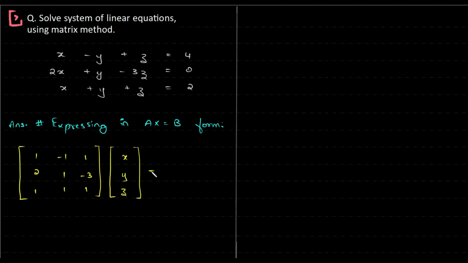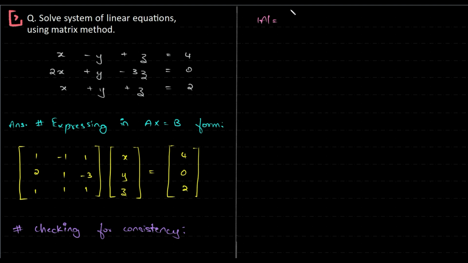and this is equal to 4, 0 and 2. Now checking the feasibility of finding the solution. So we're looking at consistency, that is, the determinant of A would be 1, 2, 1. Actually I could have just copied it.